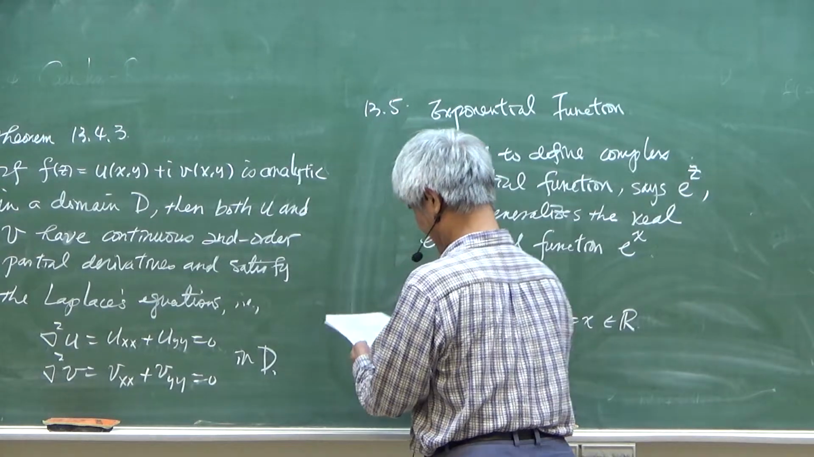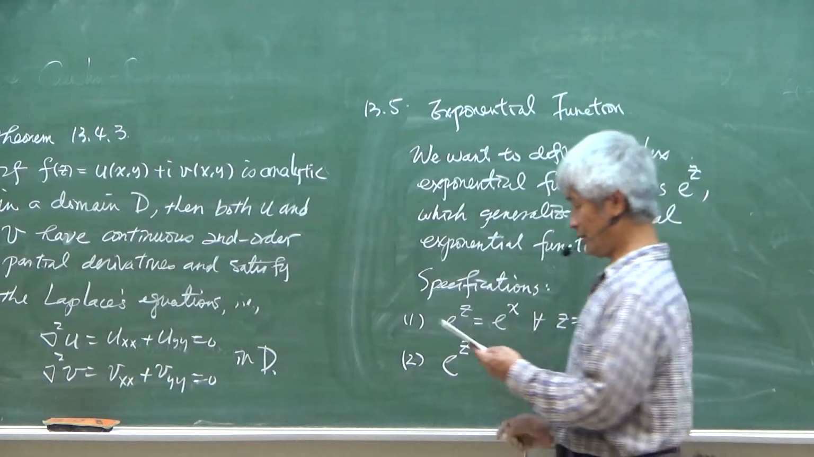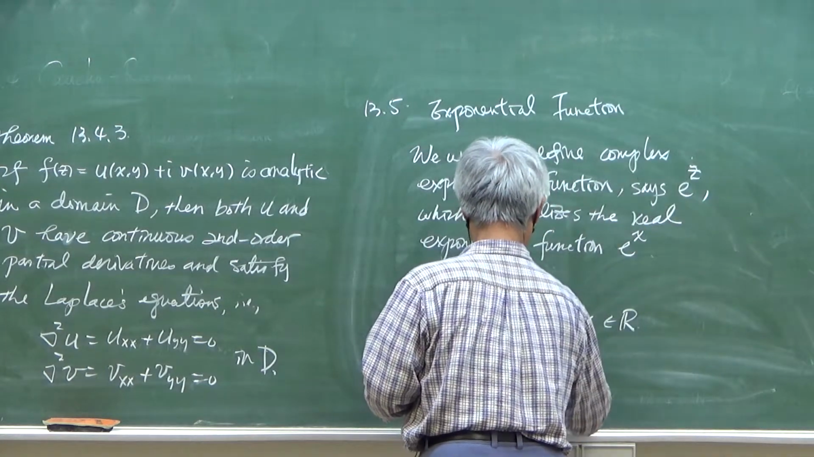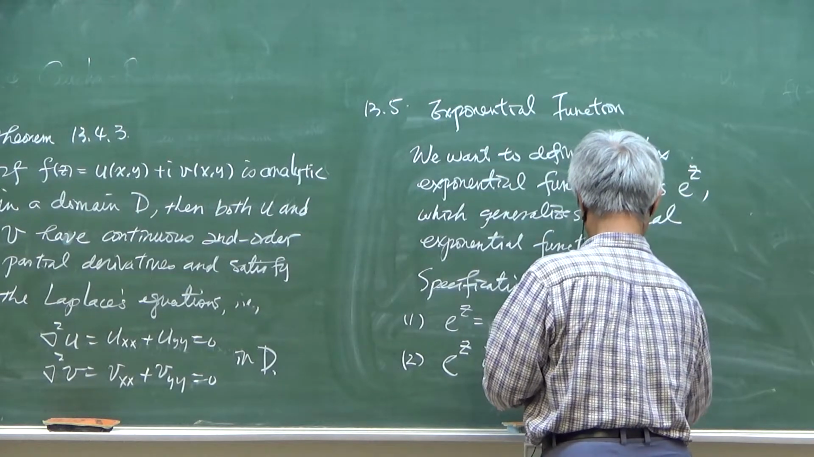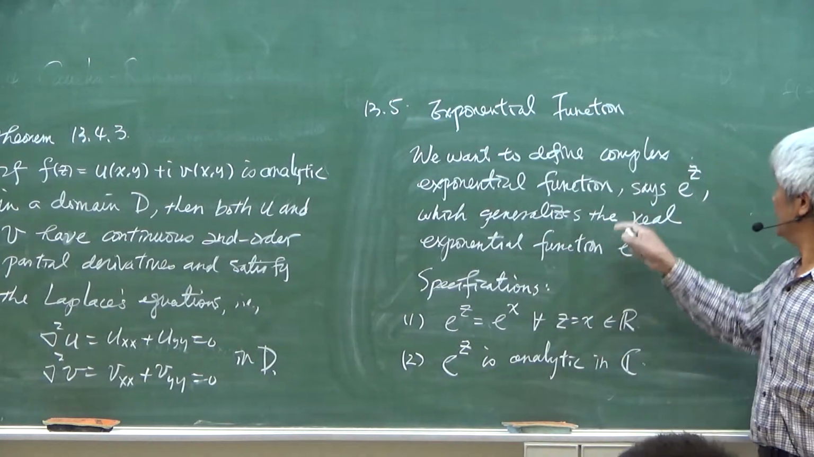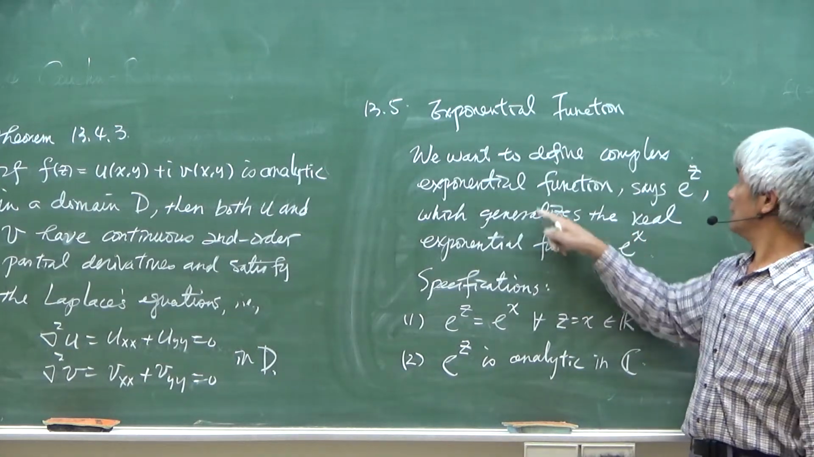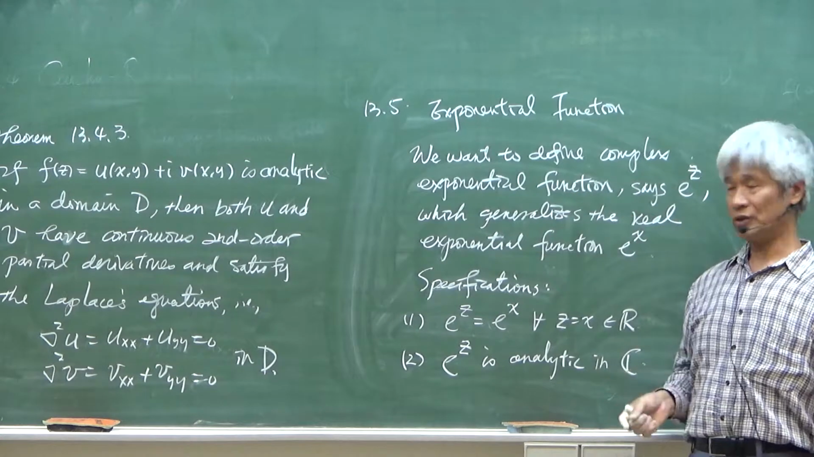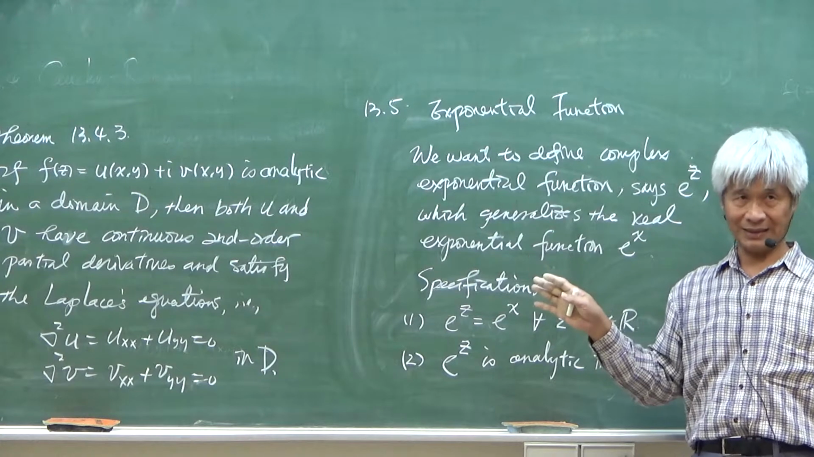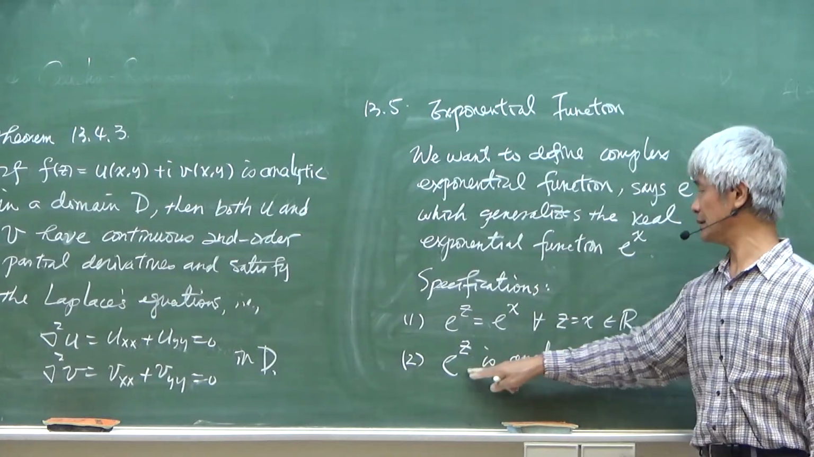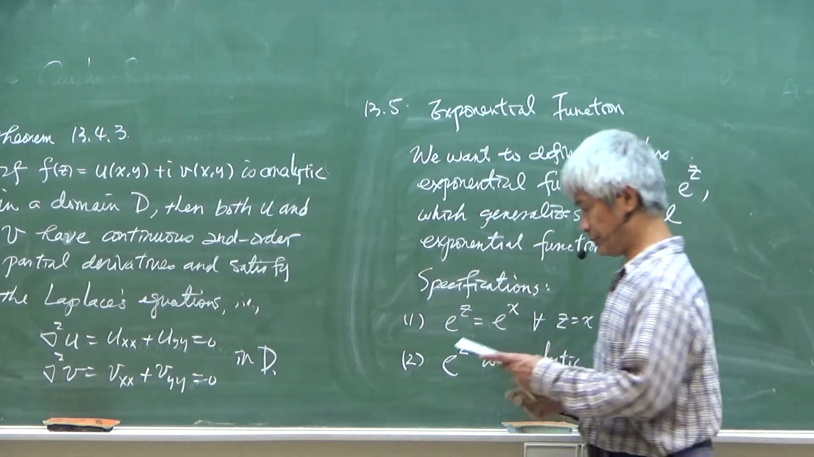The second thing is we want the function to be very nice, so e to the z is analytic in C. Because the real exponential function is defined on the whole real line, we want the complex exponential function to be defined on the whole complex plane, and we want it to be analytic. It's very important.